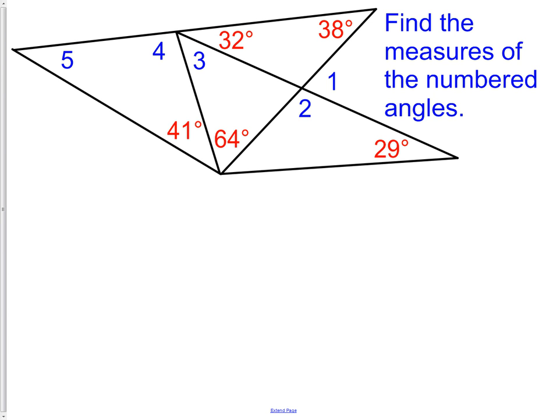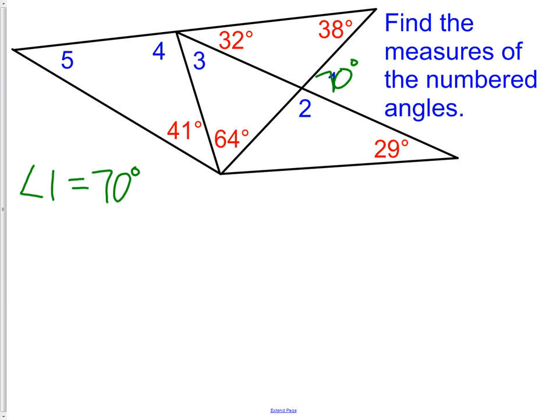What I'm going to start with would be this picture right here. Angle 1 would be my exterior, and angles 38 and 32 would be my remote interior. I now know that angle 1 equals 32 plus 38, which is 70 degrees. I now know angle 1.